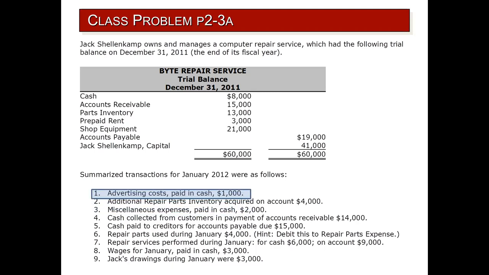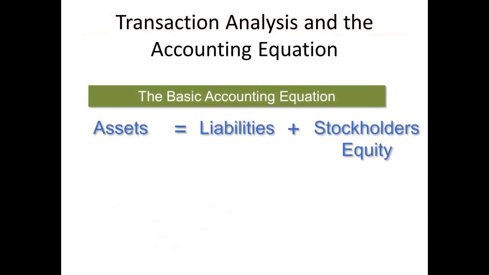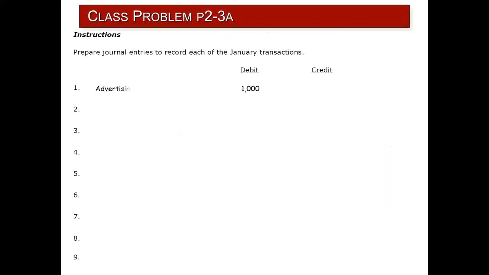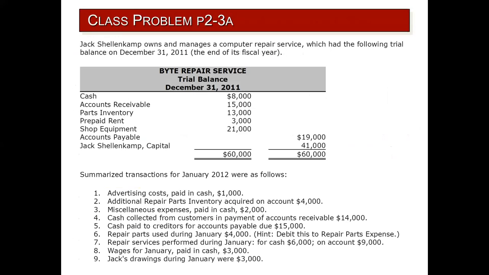The company paid advertising costs in cash. Basically what happens is you're going to take some cash out and you're going to incur an expense. So assets minus 1,000, equity minus 1,000. So this entry would be debit expense, advertising, credit cash, asset, 1,000.